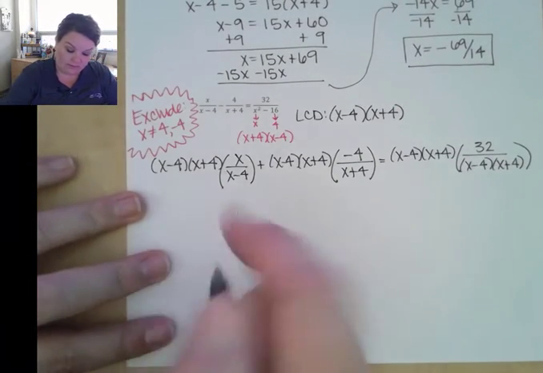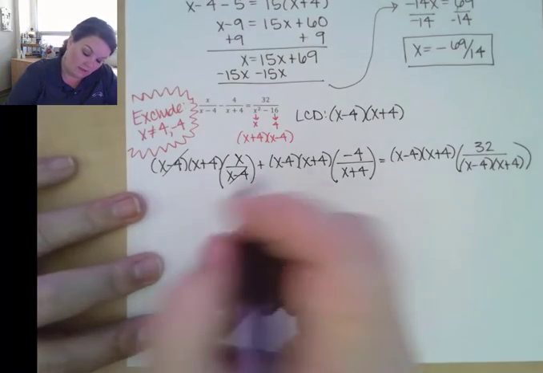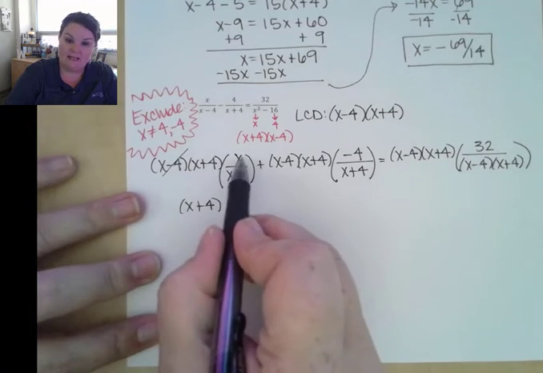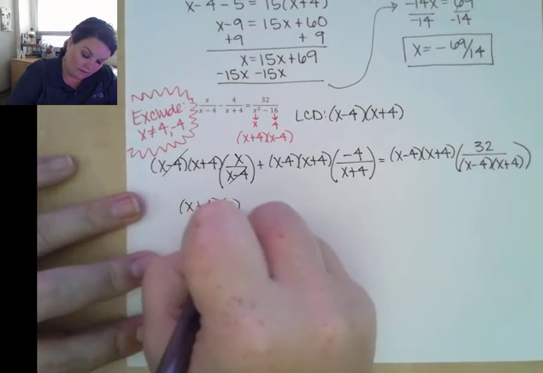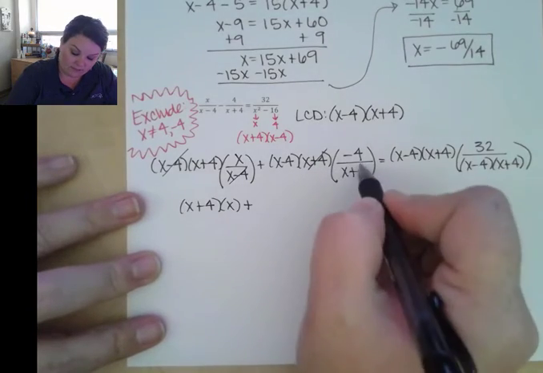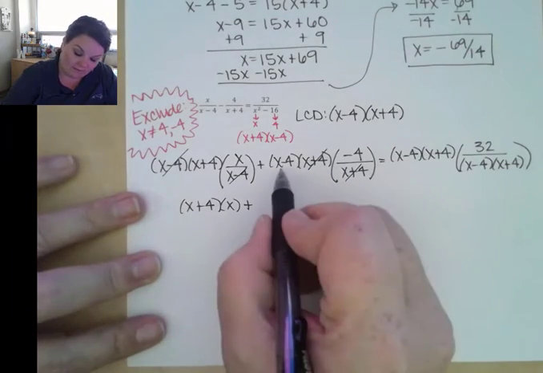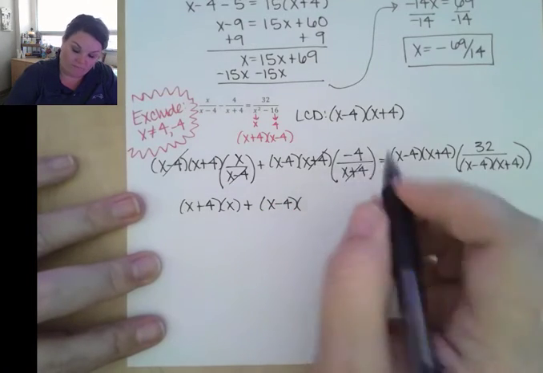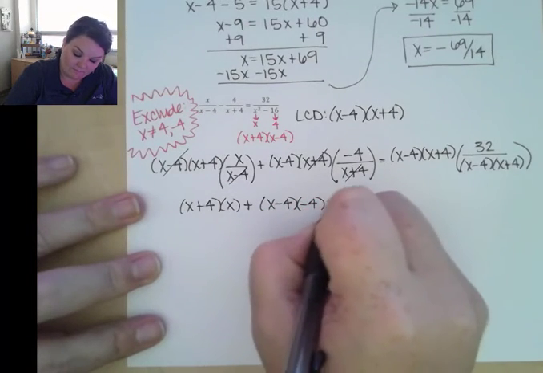In this first term, my x minus 4's cancel, and I'm left with the quantity x plus 4 times the x that's left on top here. Plus, on my second term, my x plus 4's cancel, and I'm left with the quantity x minus 4 times the negative 4 that's left on top of that term.